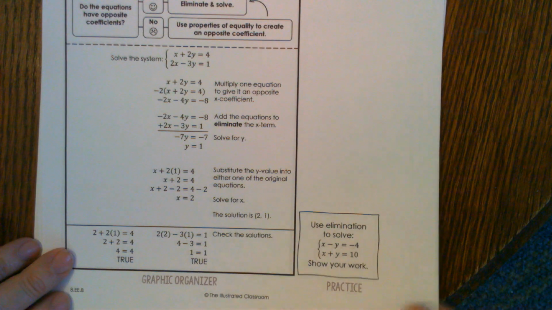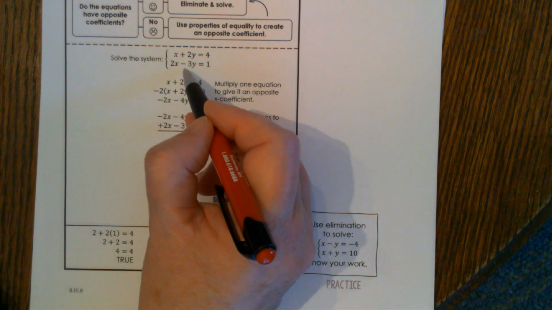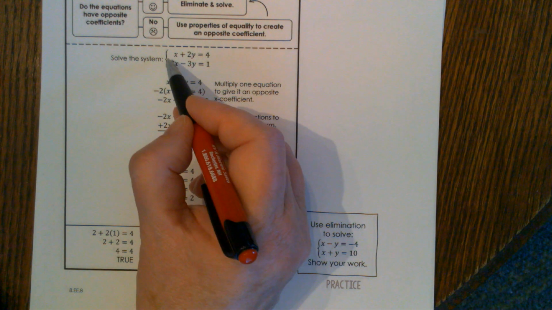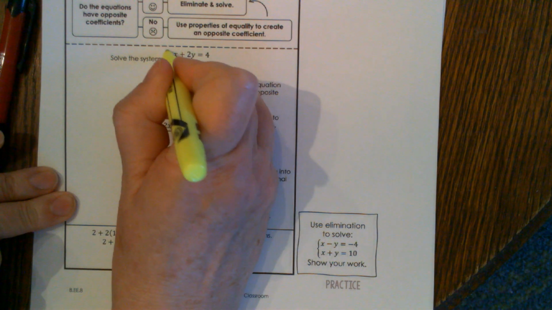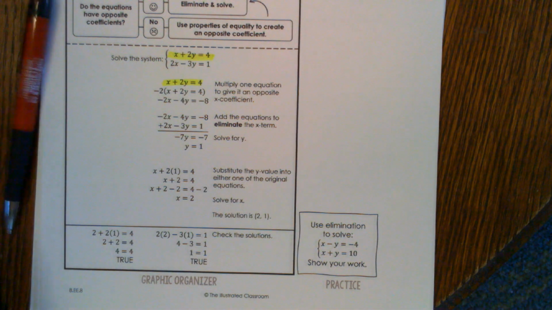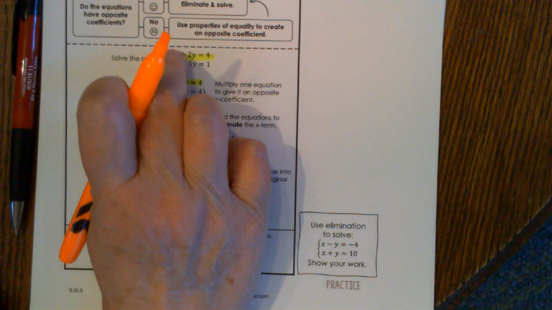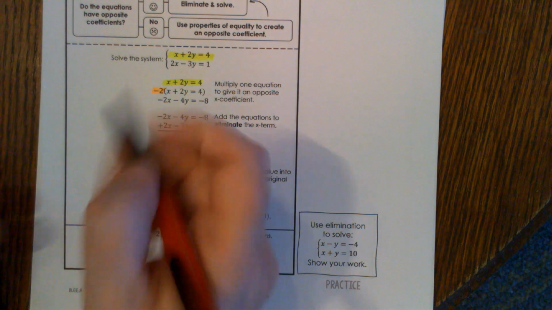So here, I'm going to move it up a little bit so we can see the whole thing. We have x plus 2y equals 4. We have 2x minus 3y equals 1. Well, the easiest thing to do would be to take this equation, and I'm going to highlight so it makes it easier, and just multiply it by -2, so that would be the opposite coefficient of 2. So once you multiply this, this is what you get.